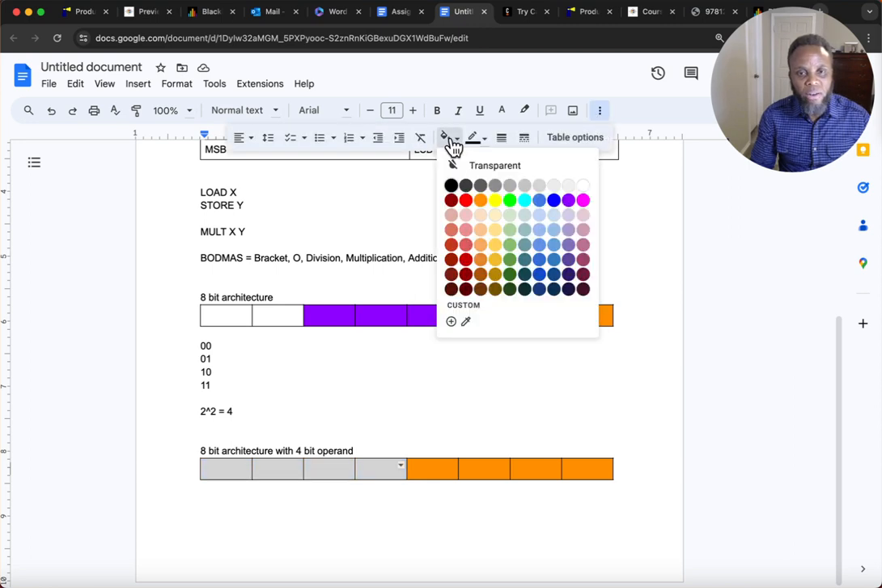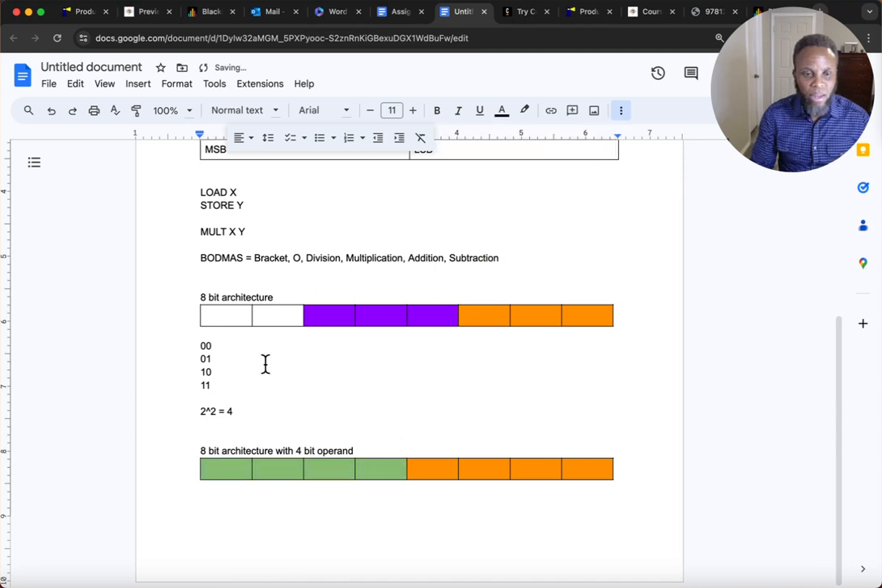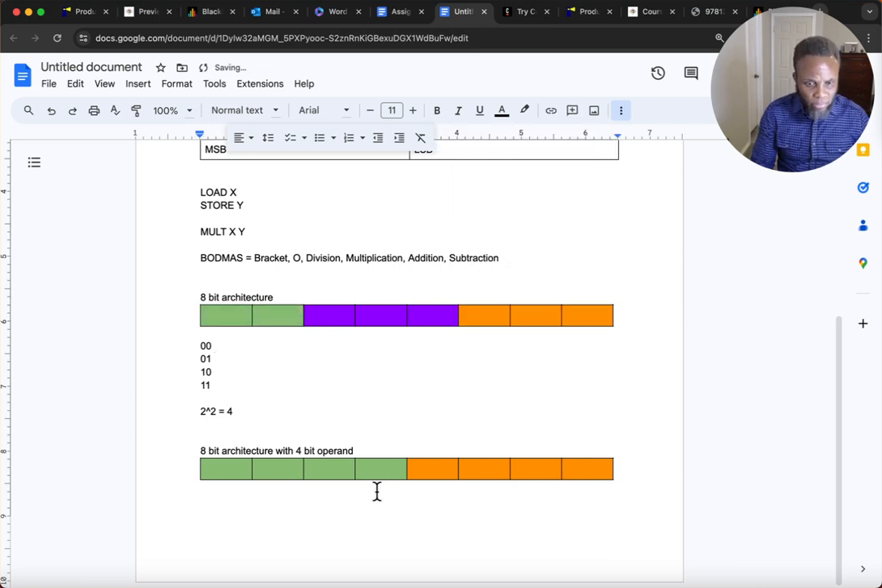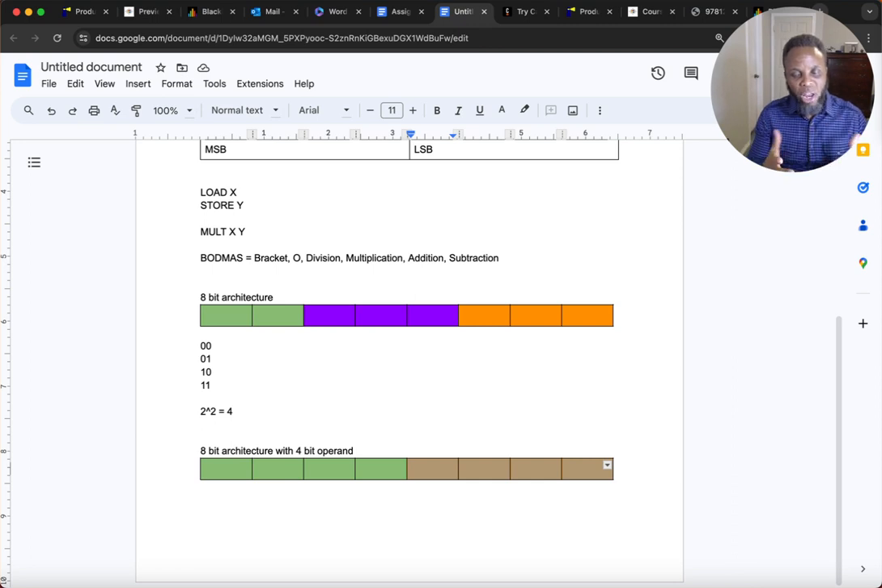The operand, I'm going to make this green too, like the opcode. So if this is the operand, this is where the data is going to be stored. Memory addressing mode tells the computer how to interpret the data that is stored here.